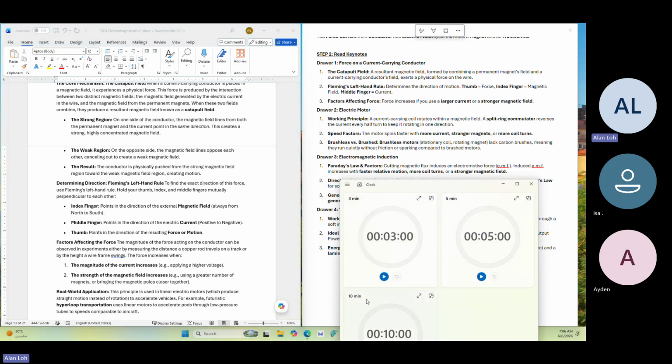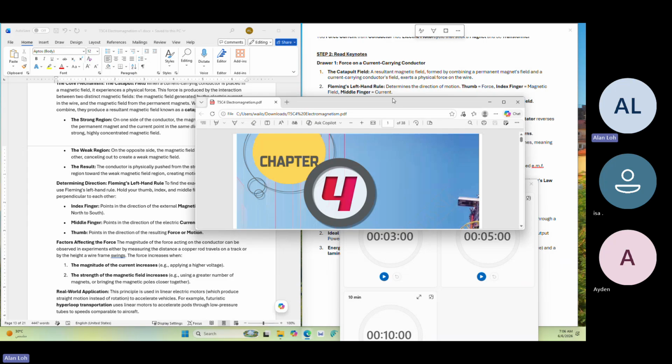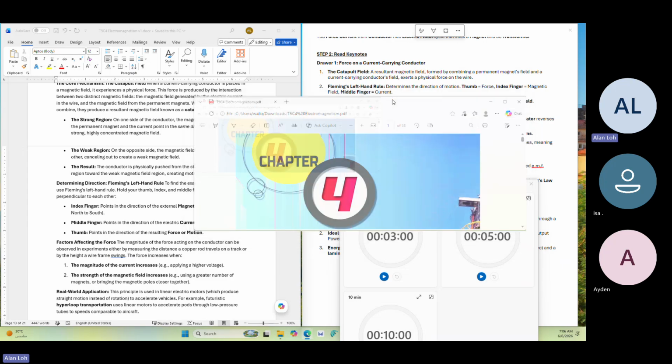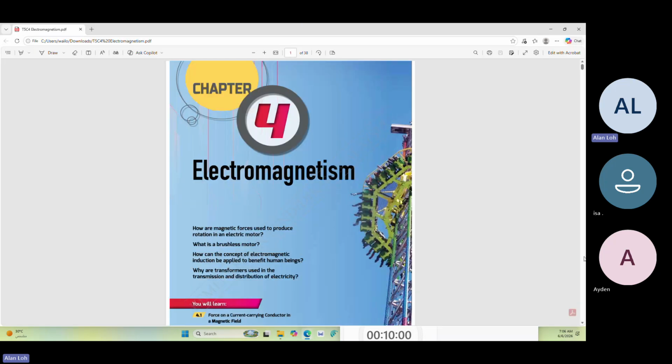Okay, time's up. Let me find how the Fleming rules look like, the Fleming fingers. Wait, let me just open the textbook. Okay, this is the textbook.